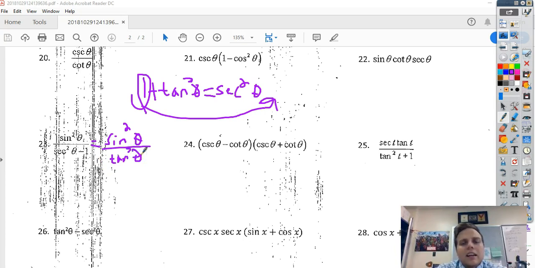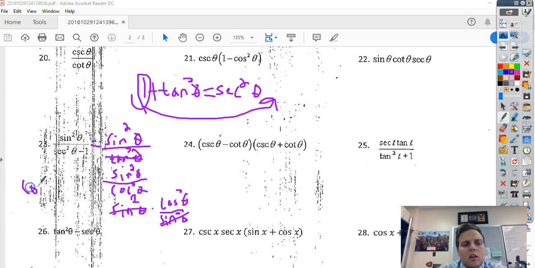Okay, now at this point, I can't distribute anything, so let's try to change things in terms of sine and cosine. So I'm going to change tangent squared to being sine squared over cosine squared. That's one of its quotient identities. So now I have something divided by a fraction, so I keep the sine squared on top, and then I flip my denominator, so it becomes times cosine squared theta over sine squared theta. I get to cancel out the two sine squareds, and I'm left with just cosine squared overall. So cosine squared theta is my answer.